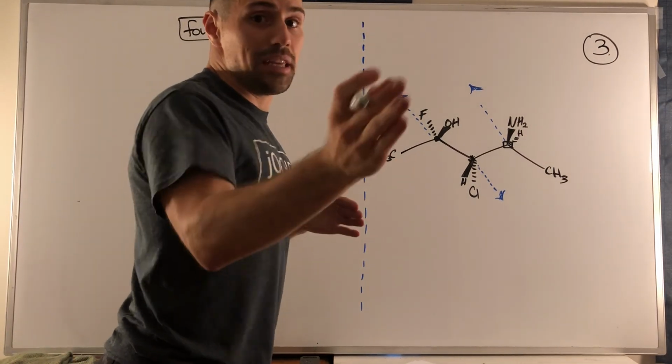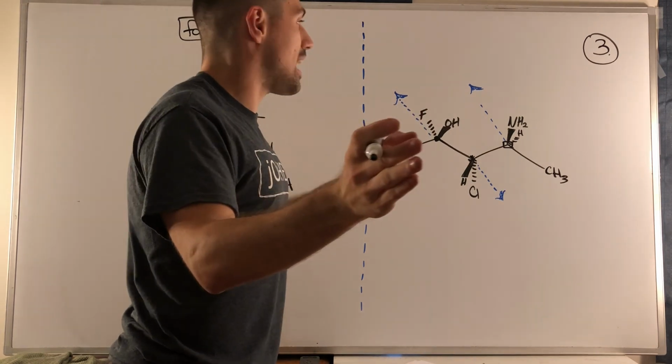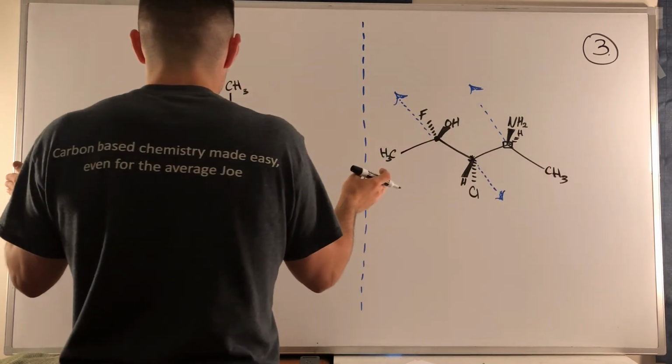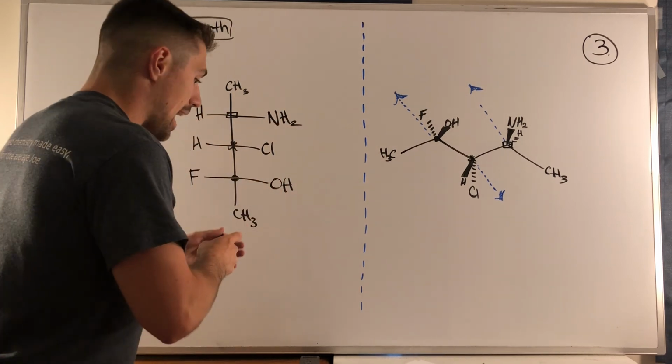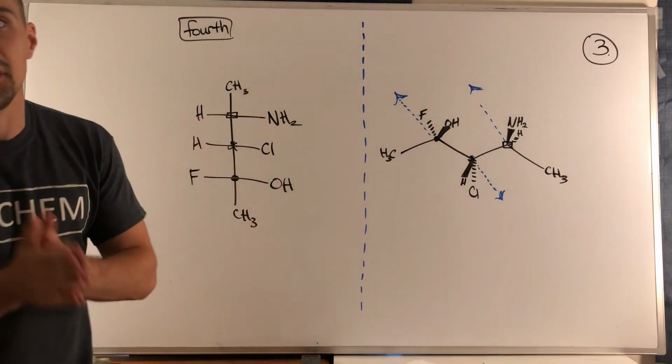Last but not least, I'll do this perspective one more time. The NH2, the amine, is coming out of the board, coming towards the camera. The H is going through the board. I shift over here. NH2 is here. H is here.